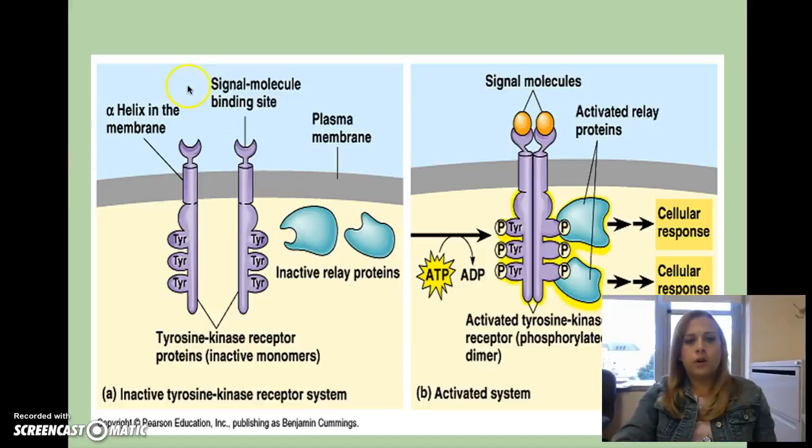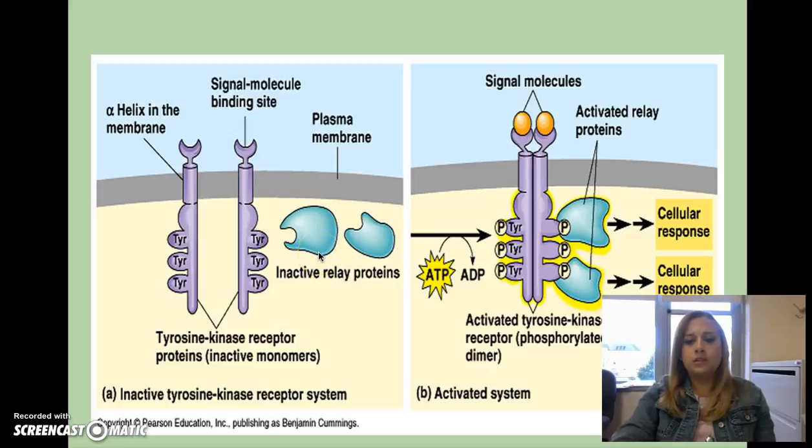Again, the blue part is the extracellular matrix. You have the cell membrane, and then you have the cytoplasm, which is the yellow. These are the tyrosine kinase receptor proteins, and right now they are inactive and separate. You can see there's a binding site on each that extends outside of the cell membrane. Then you have the alpha helix part within the cell membrane, interacting with that hydrophobic region. And then you've got the tyrosines down here along these receptor proteins. And over here you have some inactive relay proteins.